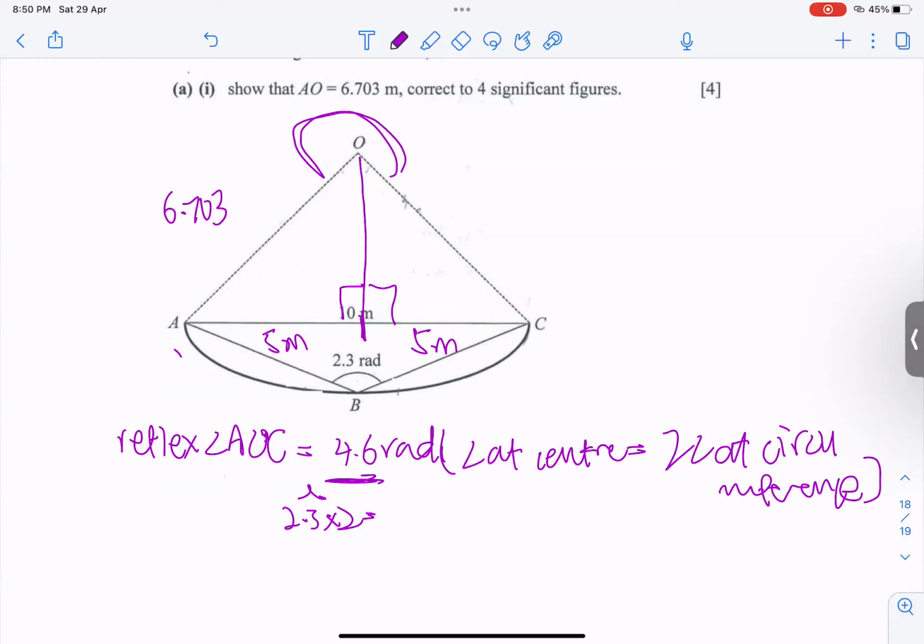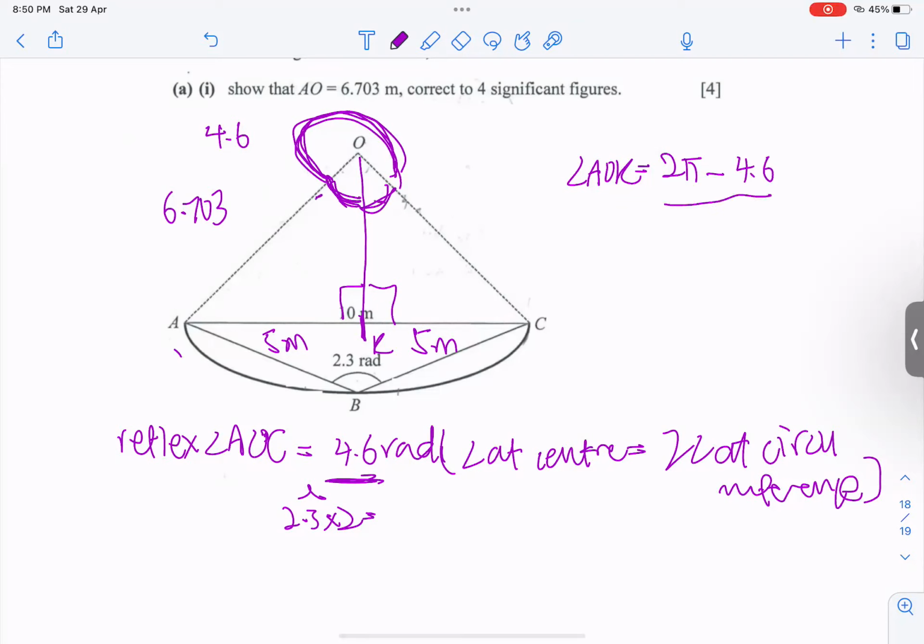So over here, this is 4.6 radians. You can find this angle, which is angles at a point. Let's say this is K. Angle AOK: you take 360 degrees, 2 pi, total 2 pi radians. Then you minus this reflex angle, so 2 pi minus 4.6 radians. Then you divide by 2, so this splits into 2. Then you get pi minus 2.3 radians.